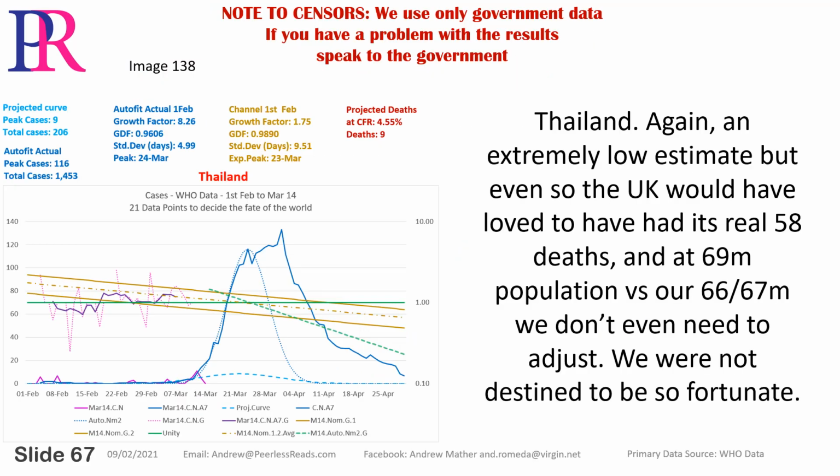Thailand, again an extremely low estimate, but even so the UK would have loved to have had its real 58 deaths, and at 69 million population versus our 66 or 67 million, we don't even need to adjust. We were not destined to be so fortunate.